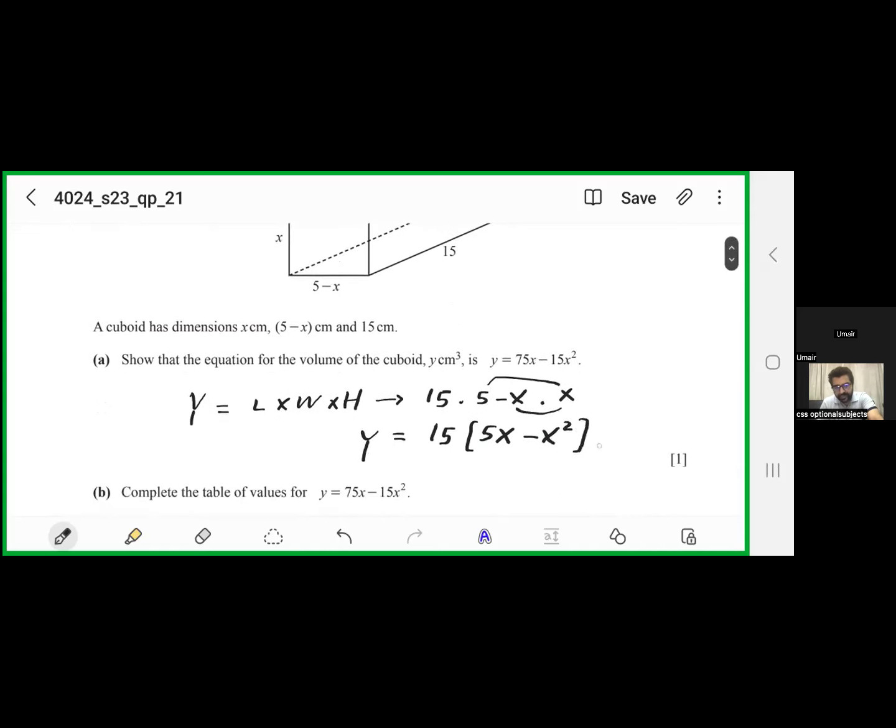Upon further expansion, 15 into 5 is 75x minus 15 into x square is 15x square. And this was required.